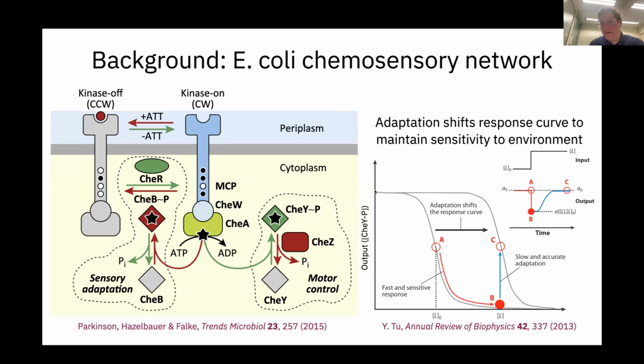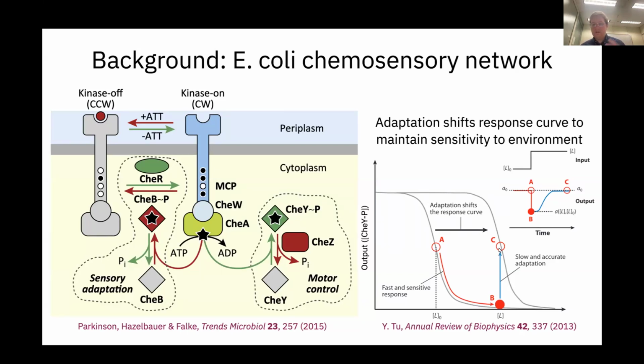Here's a typical response curve for the CheYP concentration as a function of the external ligand concentration, as a typical sigmoidal response. And if the cell starts off in this position A, near the sensitive regime of the response, and then comes upon a spike in ligand concentration, this induces more binding to the receptors, shuts off the kinase, and the CheYP concentration drops following this response curve. Then on a slightly longer timescale, the adaptation kicks in. And this, as I said, shifts the response up in ligand concentration via the methylation of these receptors, returning the cell to the sensitive regime of the response.